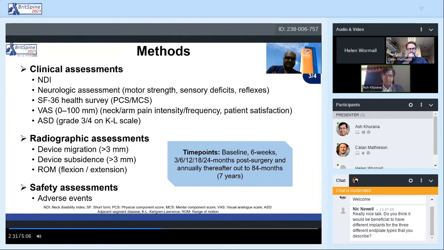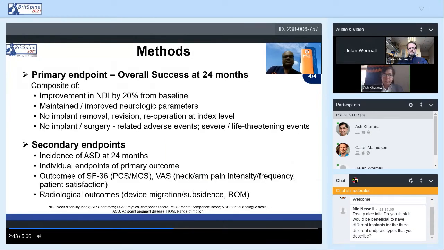The time points of assessments are mentioned here, which is 6 weeks, 3 months, 6 months, 12 months, 18 months, 2 years, and on a yearly basis up to 7 years. However, the study was terminated due to lack of funding from DePuy-Synthes.